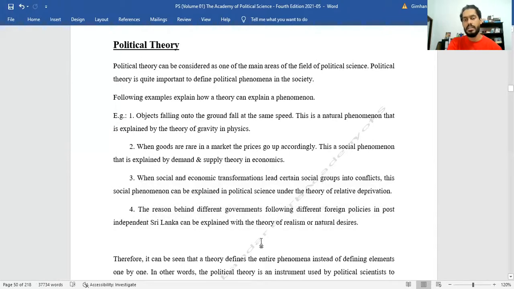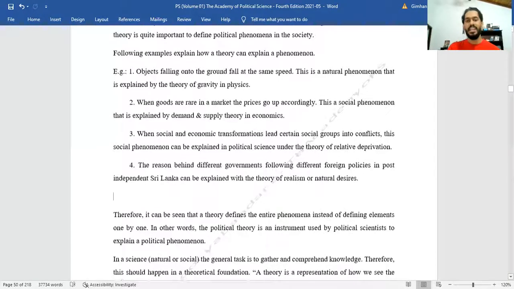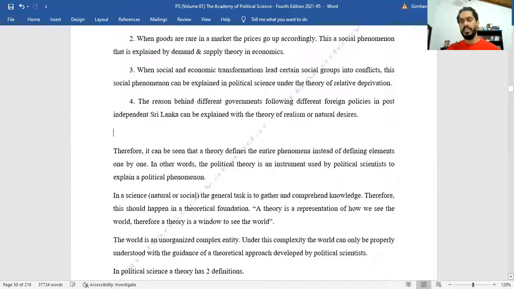So all these scenarios you see, all these phenomena you see, whether it's a natural phenomenon or a social phenomenon, can always be explained by theories. So much so we call these theories a window to look out at the world. It's like if you are inside a house, you don't know what's happening outside your house. So when you go near a window, you can see what's happening outside. Our life is like a house. We are living in a house. We only see the things that are relevant to our lives. So a theory is like a window where it gives you a better view of what's happening outside.